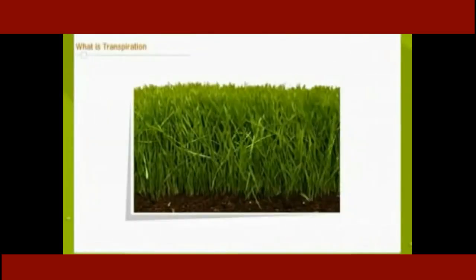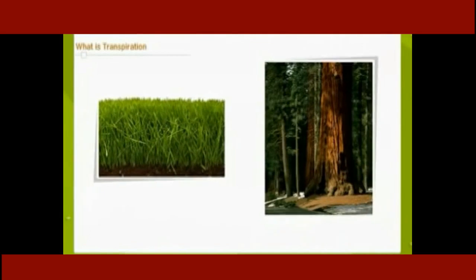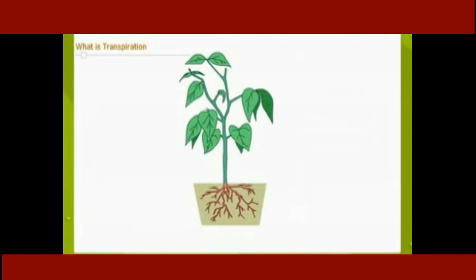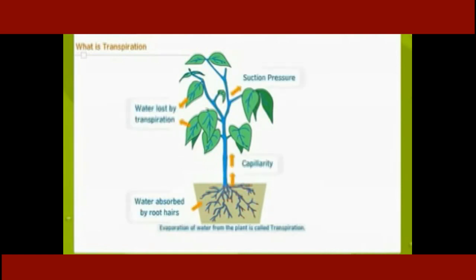All plants, from the smallest weed to the tallest tree, which is several meters tall, need water. Plants are not mobile. How do they manage to get water right up to the tallest branch? The roots of plants absorb water and mineral salts from the soil through the root hairs by the process of osmosis. Only a small percentage of this water is used by the plant. The rest gets evaporated from the surface of leaves. This evaporation of water from the plant is called transpiration.